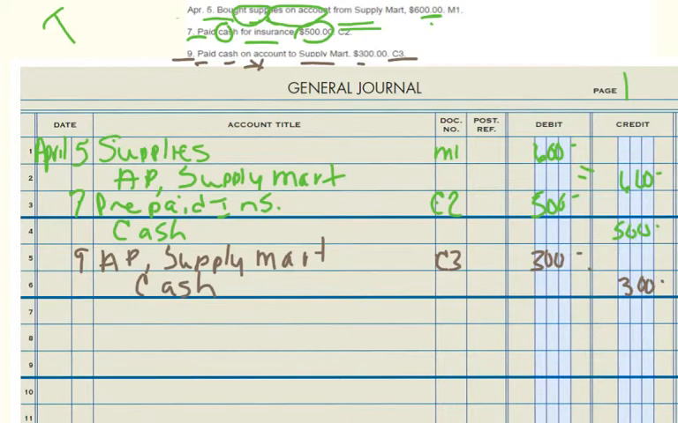We are reducing the amount of money that we owe Supply Mart by $300. Okay, so if you think about the normal balance of the accounts payable for Supply Mart, we had charged $600. Remember, the normal balance on a liability is a credit. Since we paid cash on that $300, now the balance that we owe, if the owner comes to us and asks us, is how much? Yep, you got it, $300.